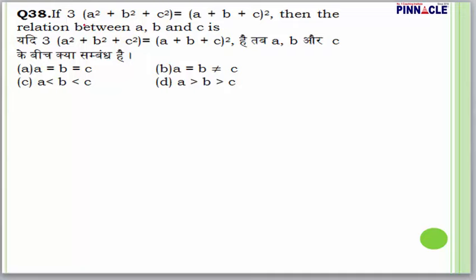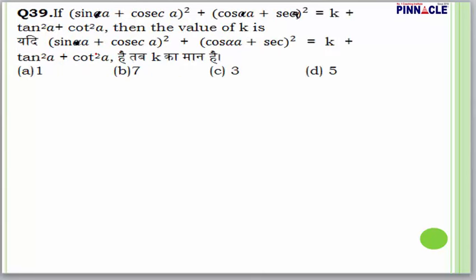If this expression is given, then what would be the relationship between A, B and C? See, if I put A is equal to 1, B is equal to 1 and C is equal to 1, this will satisfy. A, B, C: if I put here, then this would be 3 into 3, 9, and A plus B plus C is 1, 2, 3, 3 power 2 would be 9. So it will satisfy when we put A is equal to B is equal to C. That is, answer is A. Next question.